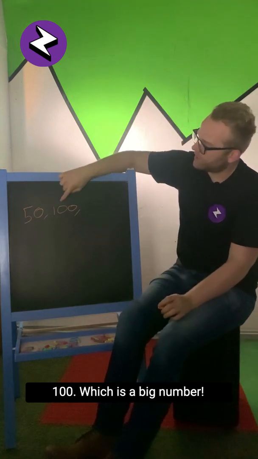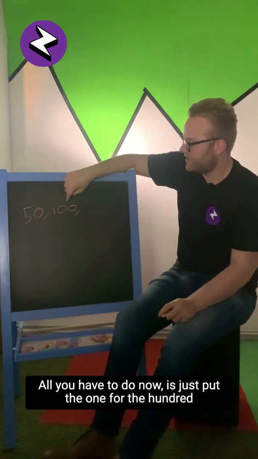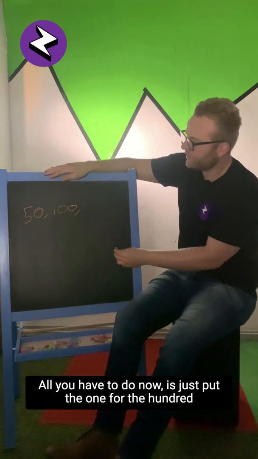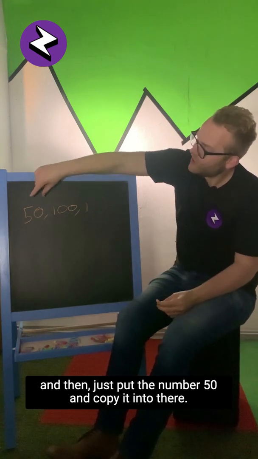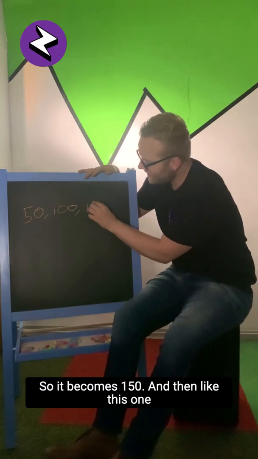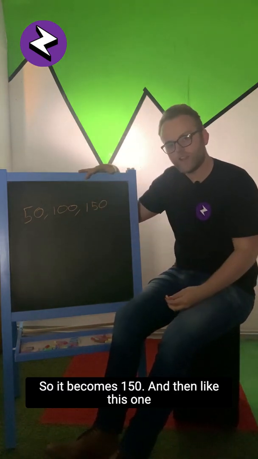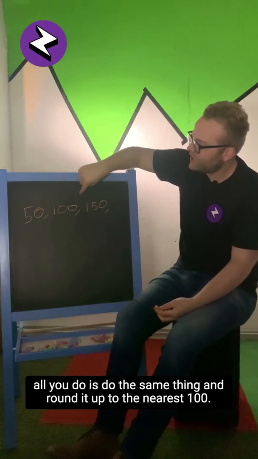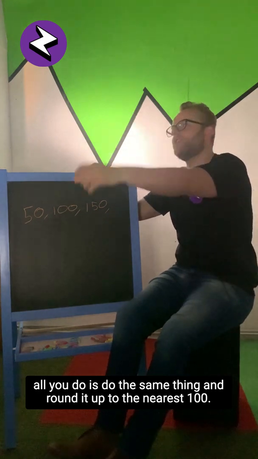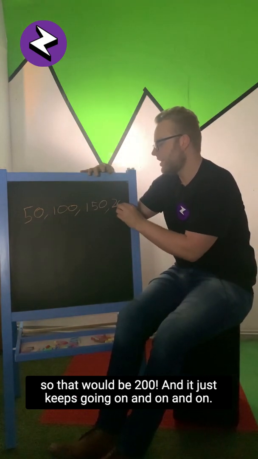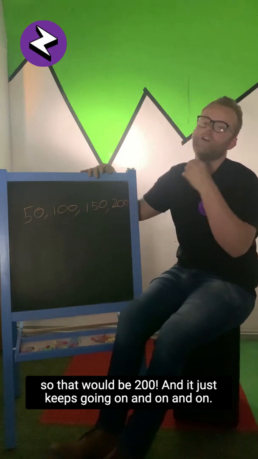Now the next one, this is where it becomes easier and easier. So all you have to do now is just put the 1 for the 100, and then just put the number 50 and copy it into there. So it becomes 150. And then like this one, all you do is you do the same thing, round it up to the nearest 100. So that would be 200. And it just keeps going on and on.